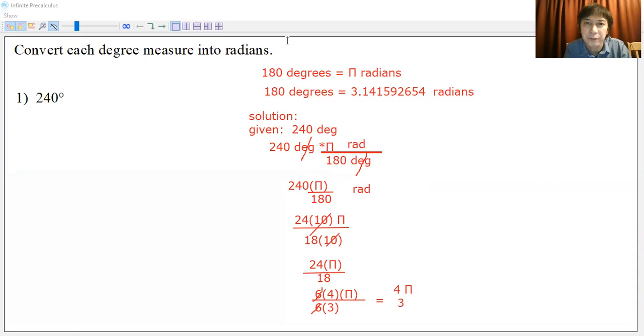All right, so that's it. This is now in terms of pi, and we can encircle this. This is in radians, of course, so the unit of this is radian measure. And this is our final answer.